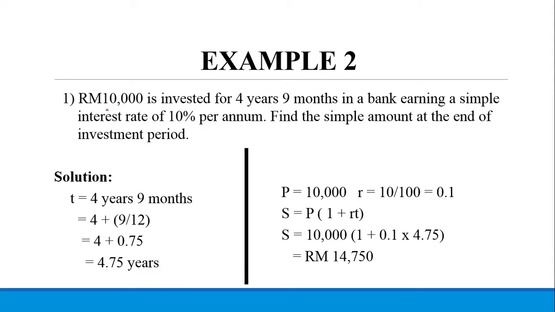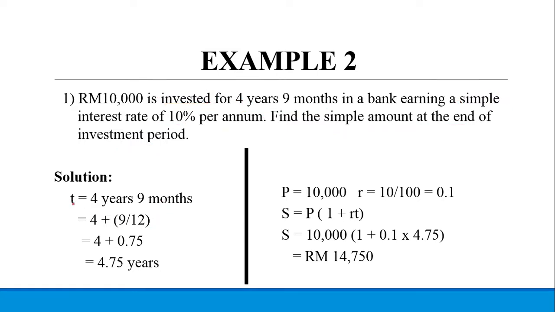Let's say you have 10,000, you invest the money for 4 years, 9 months in a bank earning a simple interest. The keyword is simple interest, okay? Which is a rate of about 10% per annum. Find the amount at the end of the investment period. Means that you invest RM10,000 selama 4 tahun 9 bulan yang mana dia punya rate interest dia adalah sebanyak 10% setahun, dan berapakah jumlah amount yang you dapat. Means that we want to find the amount at the end of the 4 years 9 months.